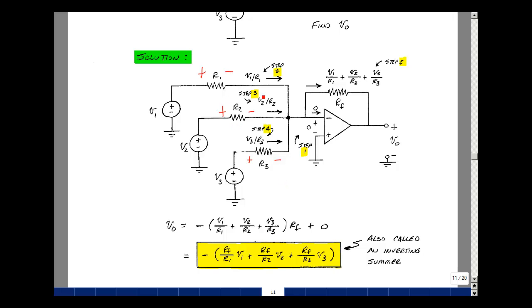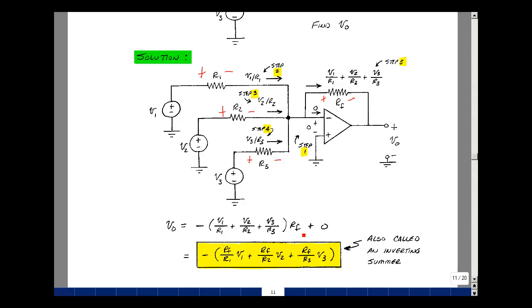Now those three currents enter the node. Nothing enters the op amp. So all that current has to go into the resistor R sub F. And that creates a voltage across here, which is equal to the current times the resistance. So let's go around the loop then. The rise in voltage is V out. The drop is minus this current times R sub F plus 0. And that's my equation over here.